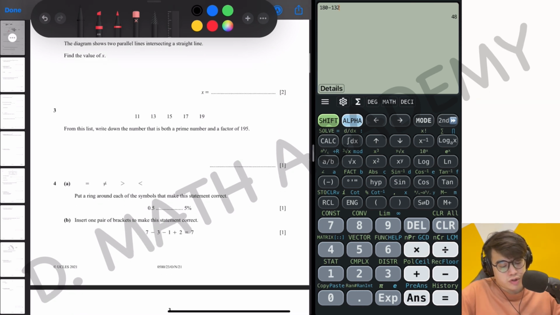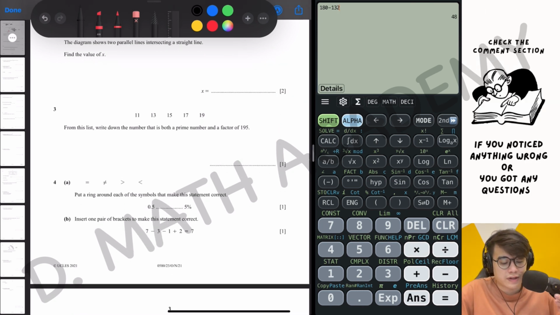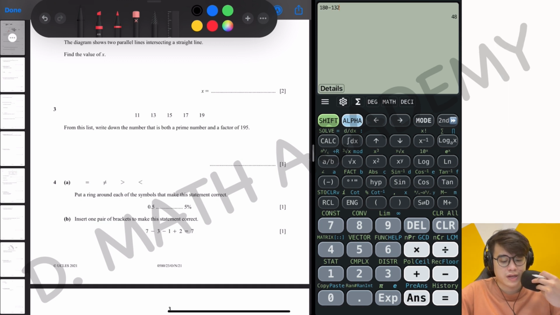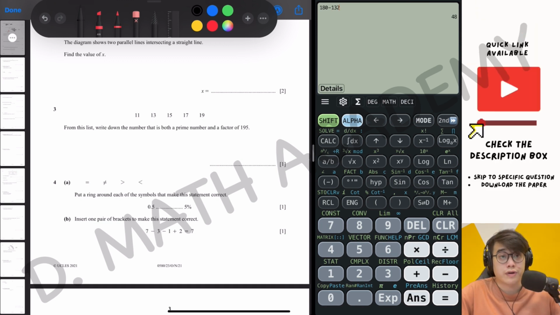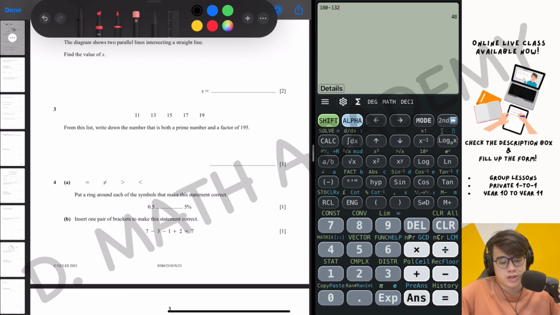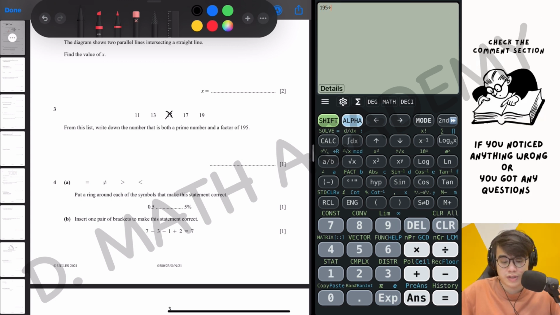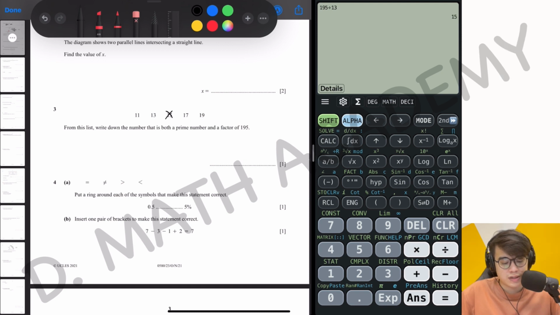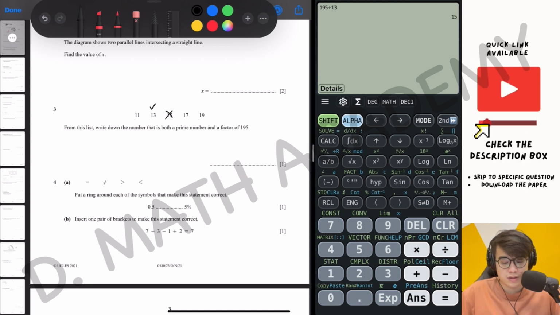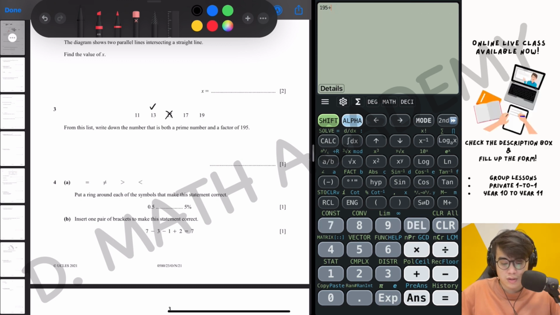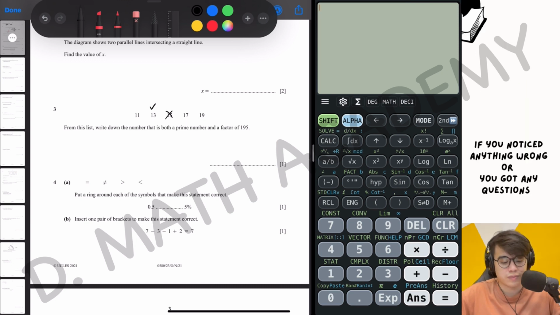Moving on to question 3. From this following list, write down the numbers that are both a prime number and a factor of 195. So if I were to choose, this here is not a prime and the rest are prime numbers. So I have to check 195 divided by 13. Okay, it can be done. Just to be safe, I will double check with the rest of the numbers here. So my quick guess was correct. So our answer here will be 13.